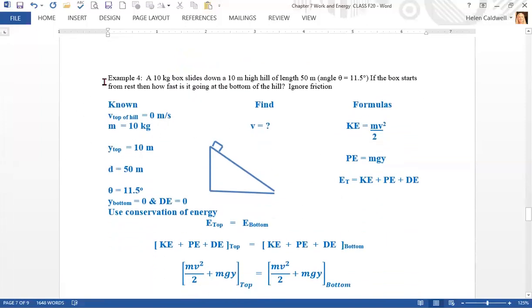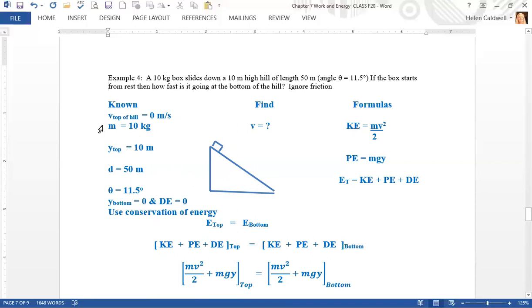Another example. This one actually looks complicated, but it's not. It's the box slides down the hill. If you can ignore friction, this is actually a very easy problem because we can use conservation of energy. Yay for that. So the velocity at the top of the hill is 0 meters per second because we're going to just put it on and let it slide.